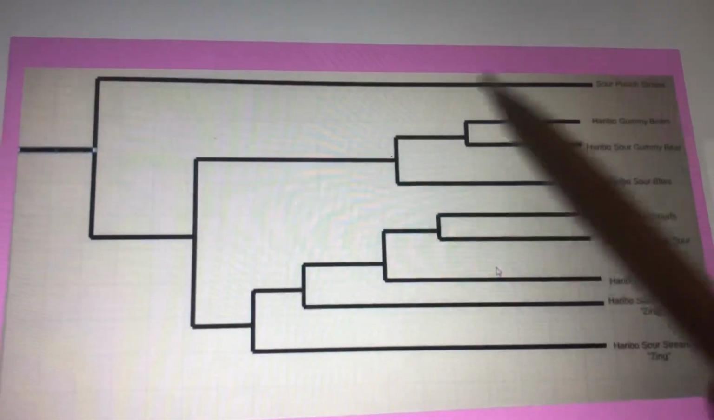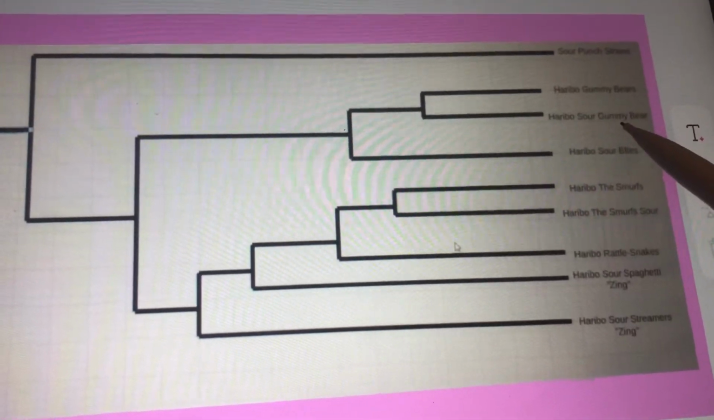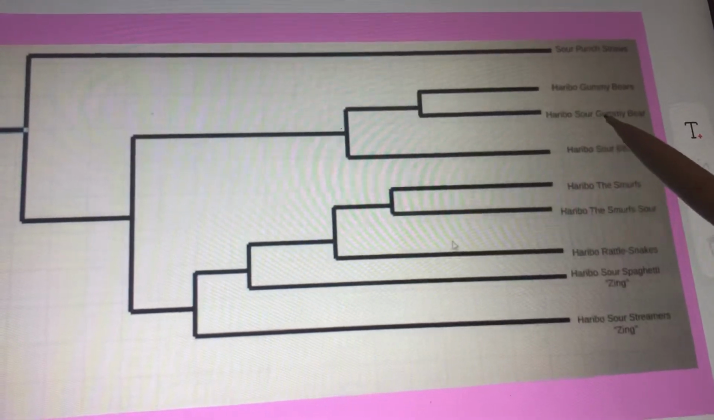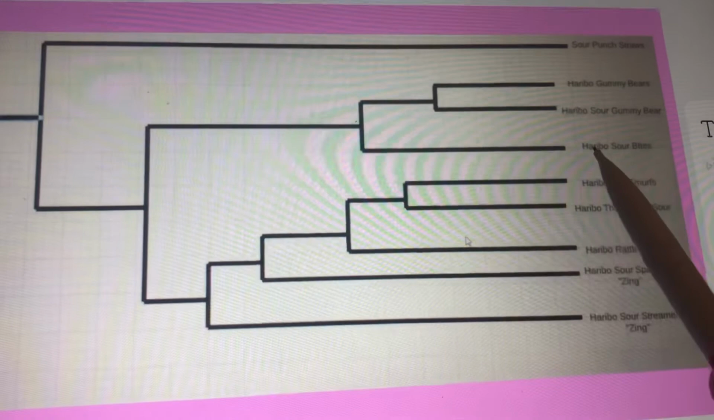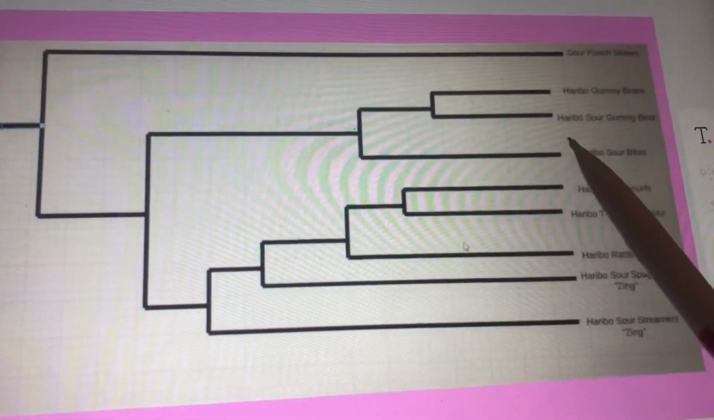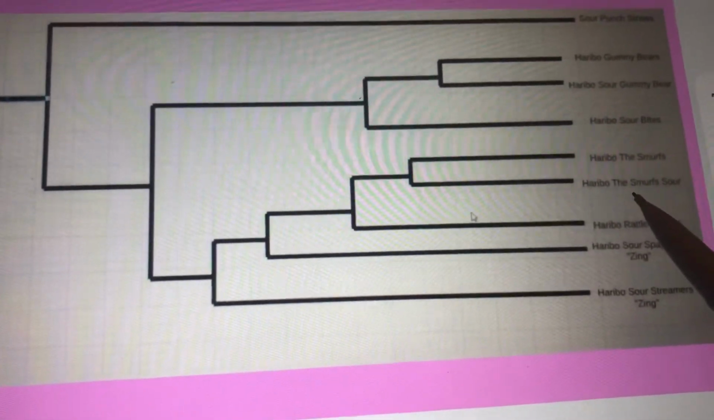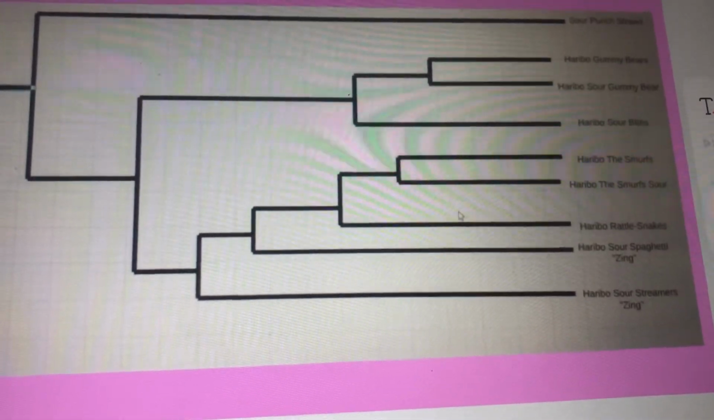And so as we're working down this, you would have the Haribo gummy bears and Haribo sour gummy bears are the exact same. The only thing is they added the citric acid here, but they have the overall shape and they're all made out of gelatin. Haribo sour bites, they kind of lost the shape of the gummy bear, but they closely resemble the Haribo sour gummy bear. Then they made another version of the gummy bear, which would be the Smurfs, which once again they made just another version of it and it was sour.